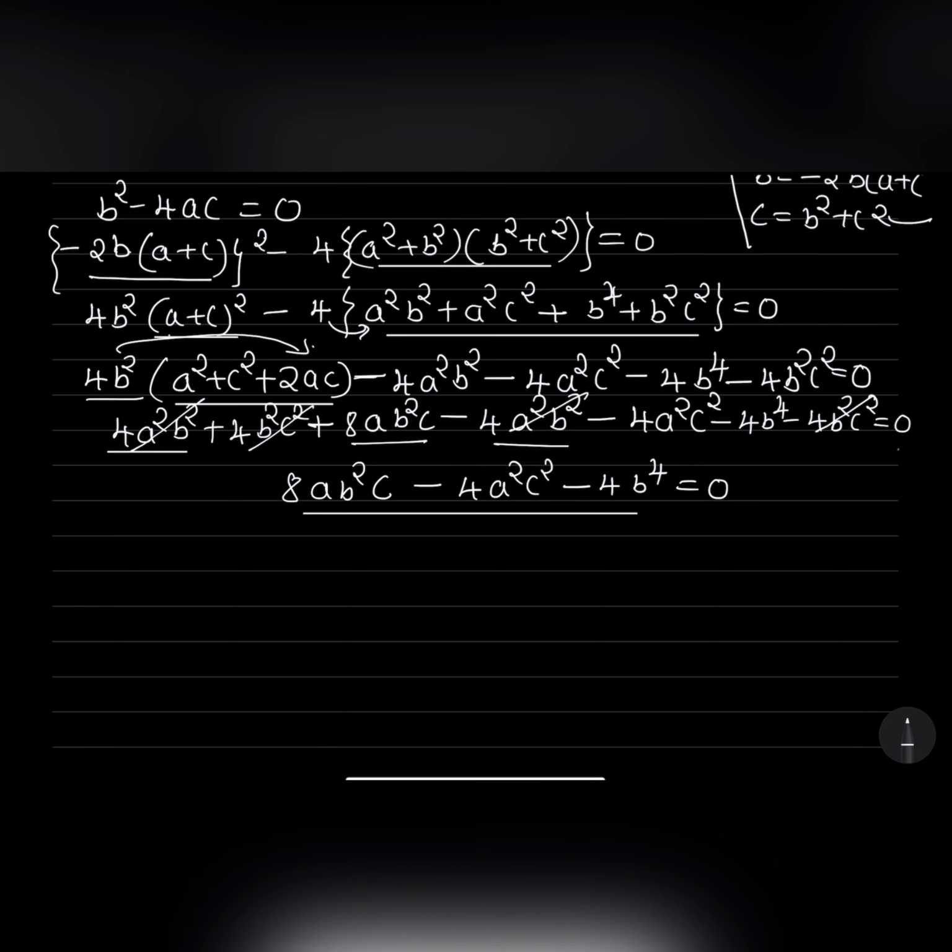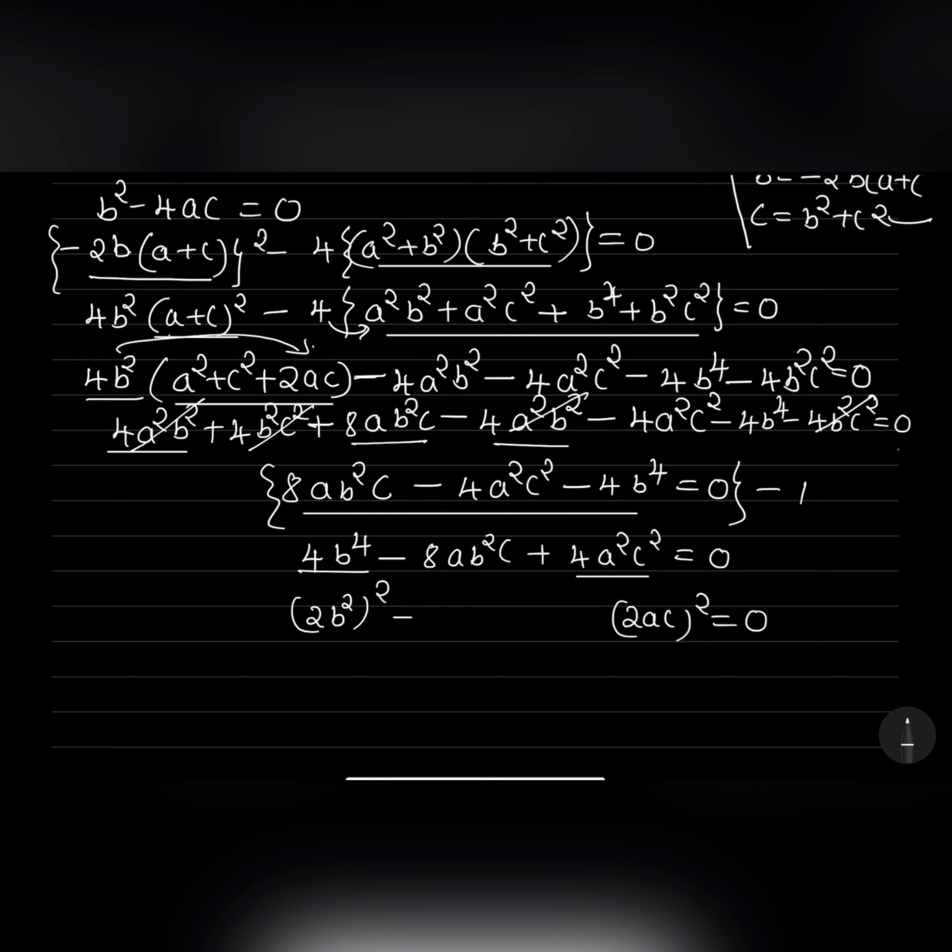Let us multiply the whole thing with minus 1, then it will be easy for us to understand. I will just reshuffle it: plus 4b power 4, then minus 8ab square c plus 4a square c square equal to 0. And this, we can write it as (2b square) whole square minus, and I can write this as (2ac) whole square equal to 0.